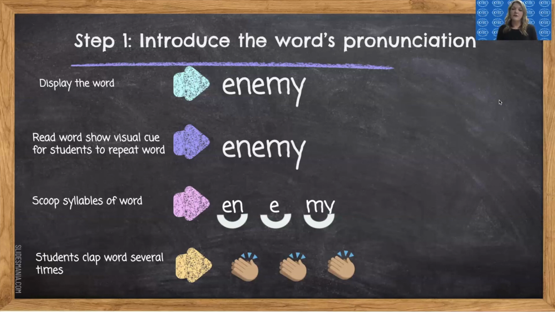Also, after you do that, another one is they could clap it, and you get that movement in there. In me, in me. Then you blend it, and you blend it, and you do that until they get it. So that's one. Now they can pronounce the word. They know how to say this word, enemy.